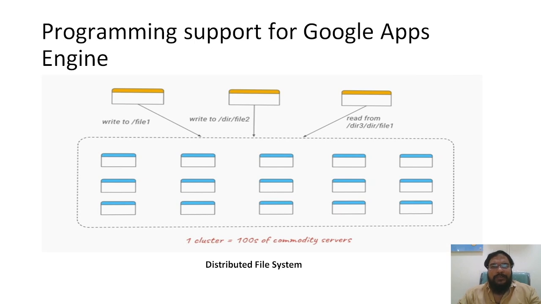If you look at how Google operates, here we'll be having some hundreds of commodity servers. Commodity servers are nothing but the servers which are available in the market at a very low cost when compared to other systems. Some hundreds of commodity servers together will be called one particular cluster. And Google's App Engine will be using the concept of a distributed file system. That is, the files stored in Google's App Engine will be distributed among various servers.